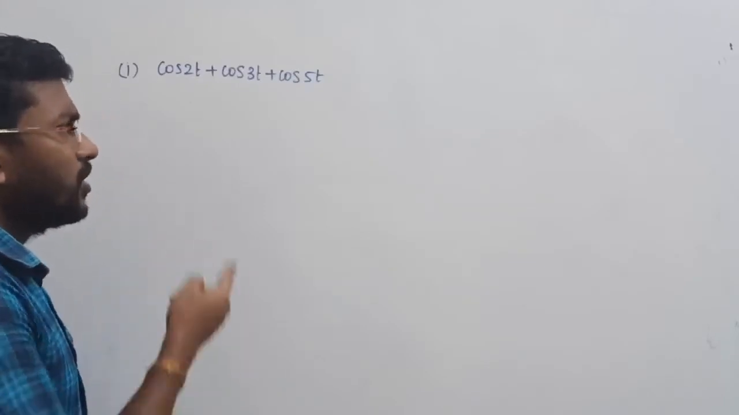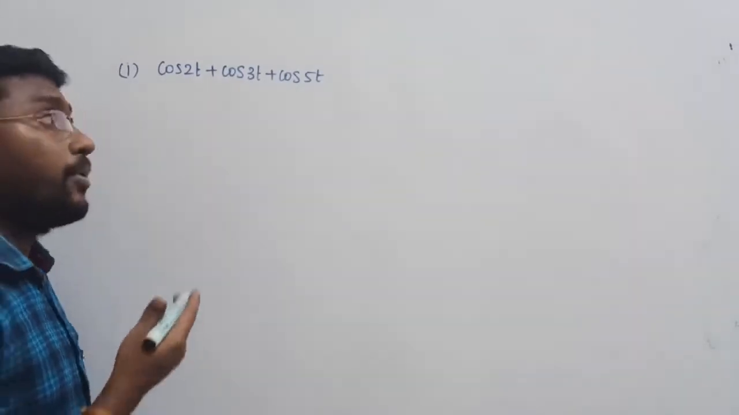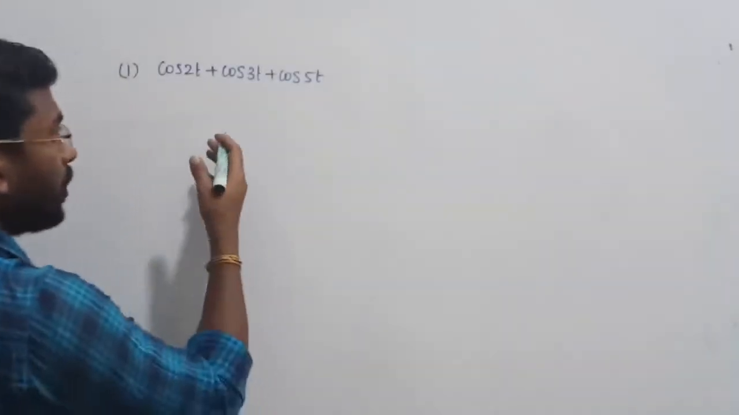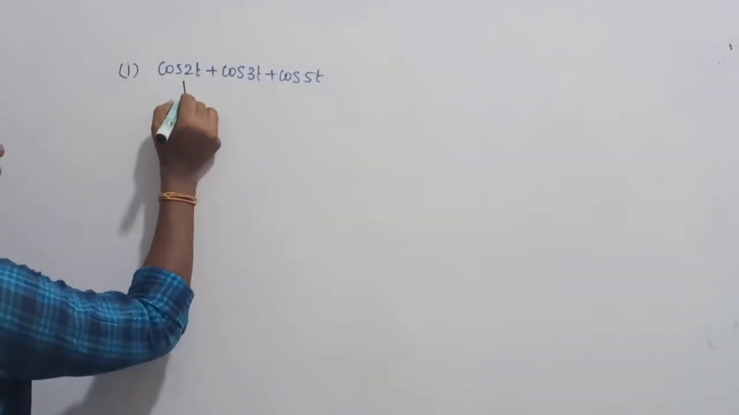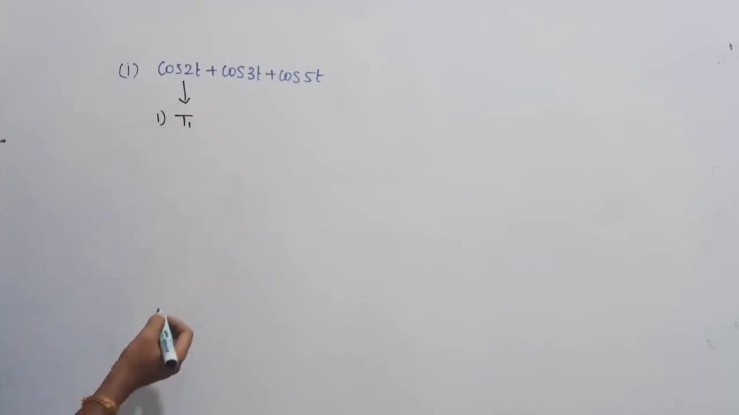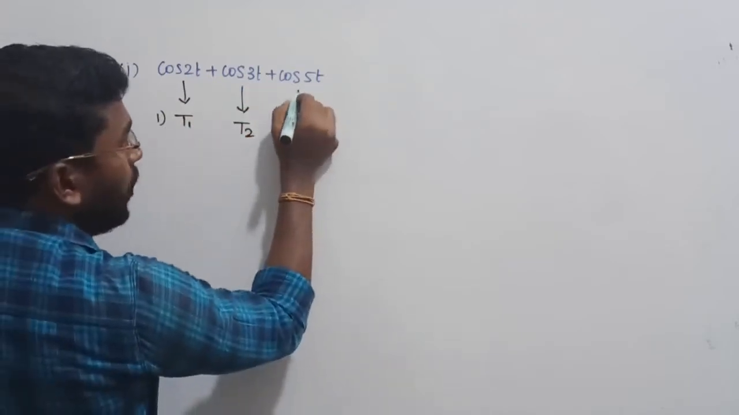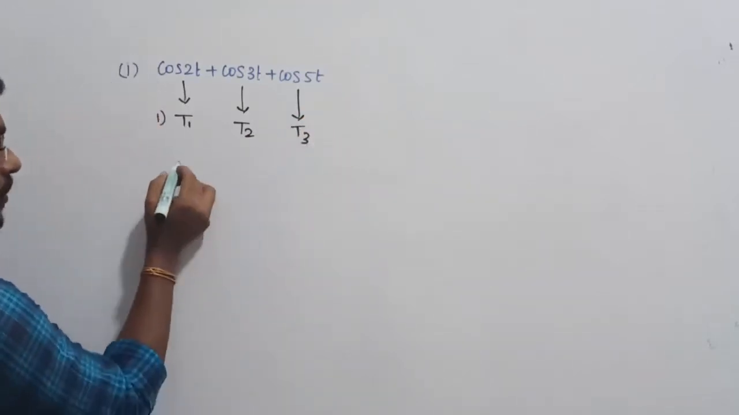Actually, this question was asked in our examination. The question is: find out the time period of the given signal, where we have a linear combination. So for the linear combination, listen. The procedure, step number 1: find out the value of the time period T1 for the first signal, the time period for the second signal, and the time period for the third signal: T1, T2, T3.